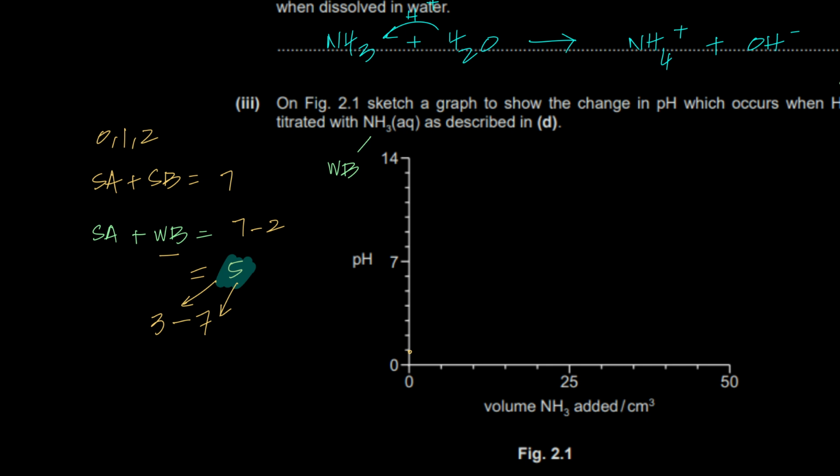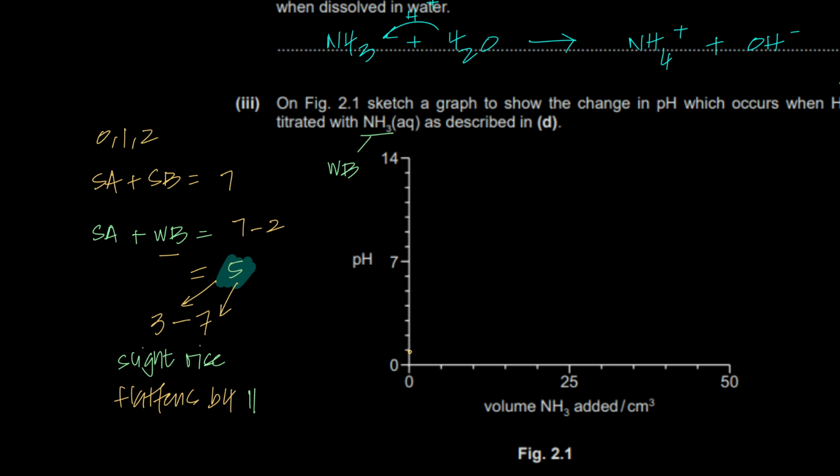And then after 7, there's going to be a slight rise to it. There's going to be a slight rise, and then it would flatten off right before 11. Because NH3 is a weak base, no matter how much NH3 you add, it is going to flatten right before 11.